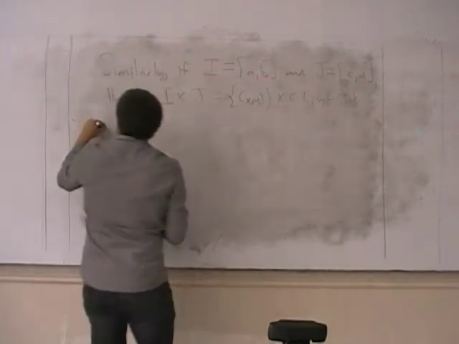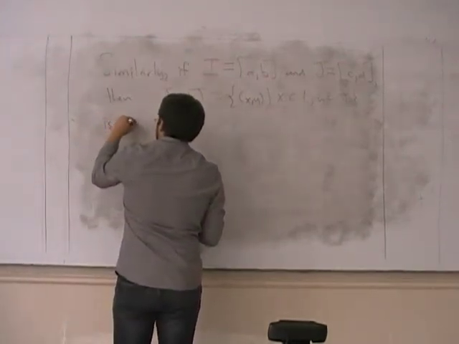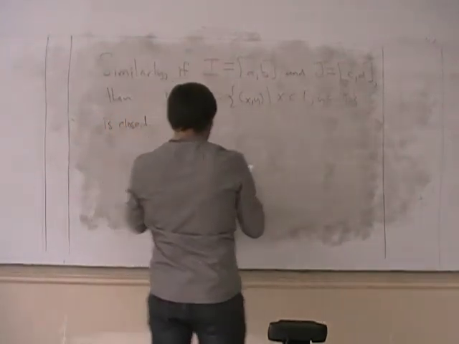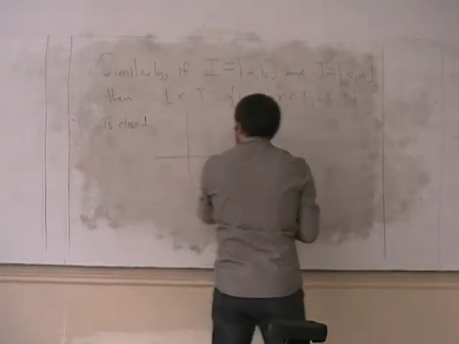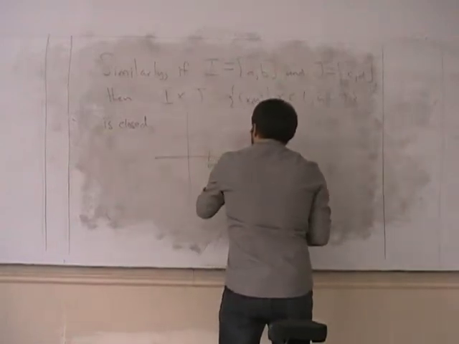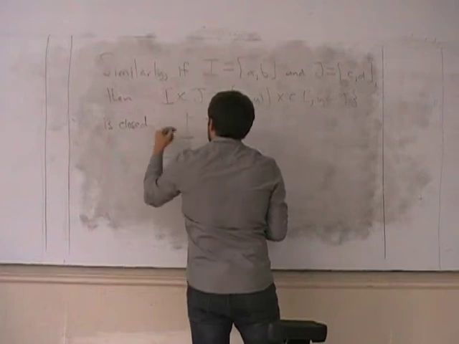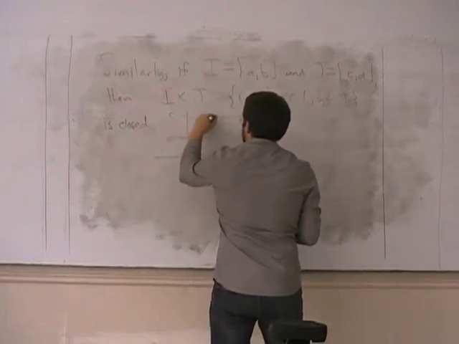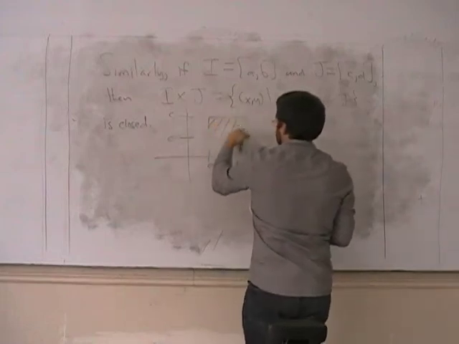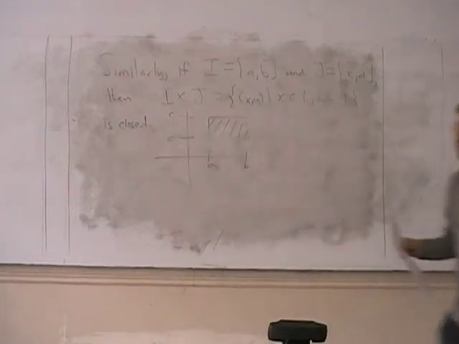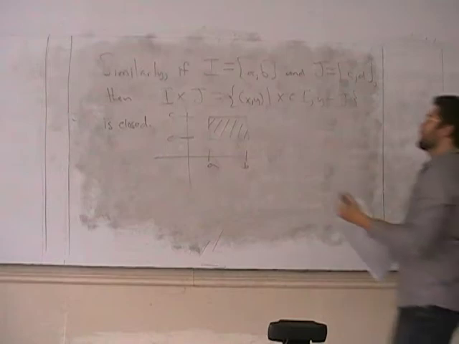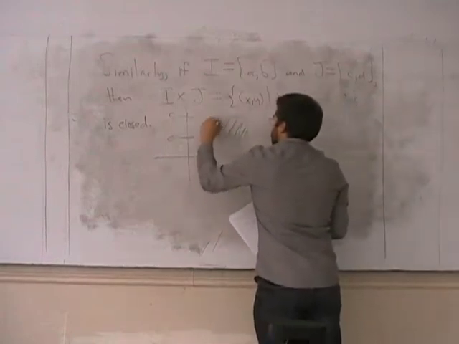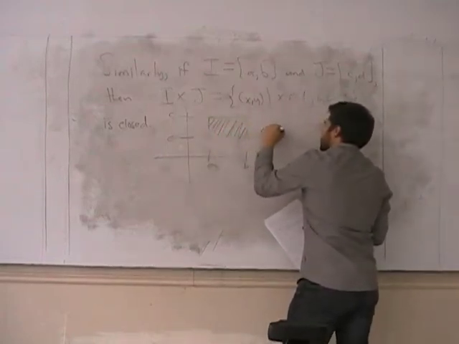This is also closed. It looks something like this. Only now the points that are actually on the edges of the rectangle are elements of the set. So we can call this a closed rectangle.